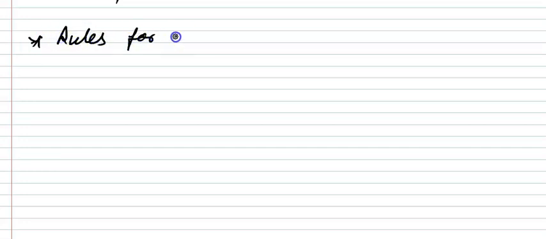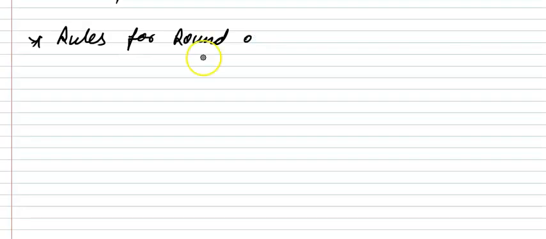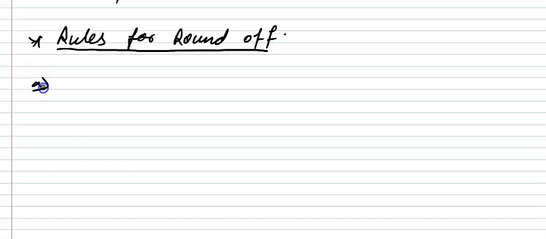Rules for rounding off. How will we round off the numbers? Rounding off also has some rules which we should keep in mind. Number one is: let us take an example, and by the example we will understand these rules. Rules are better understood through questions, so write down the questions and we will understand by the questions itself.